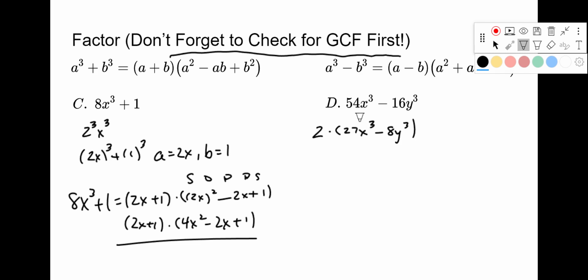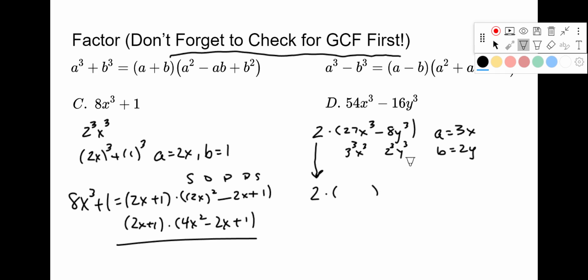Okay, let's look at that 27x cubed. What cubed is 27? Well, 3 cubed is 27, and then we have the x cubed. And then here, 8y cubed. What cubed is 8? Well, 2 cubed is 8, and then y cubed is y cubed. So that makes A, 3x, and B, 2y. And this 2, the GCF, is just going to carry down to the next line, because it's part of our answer.